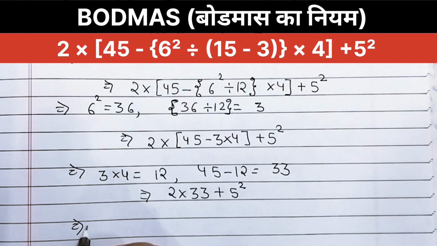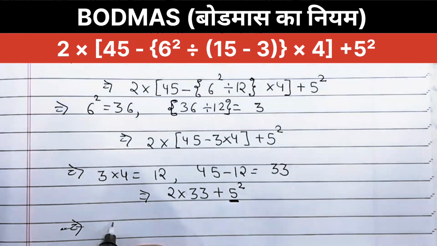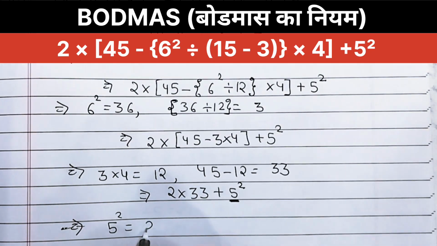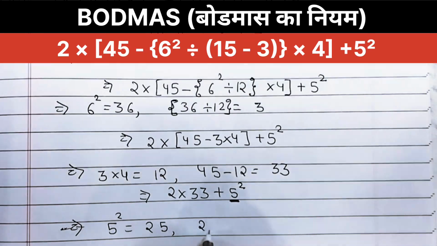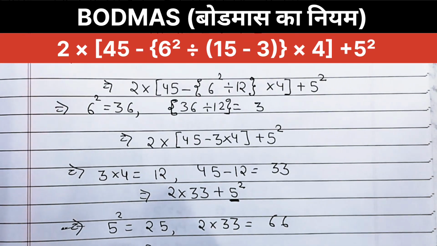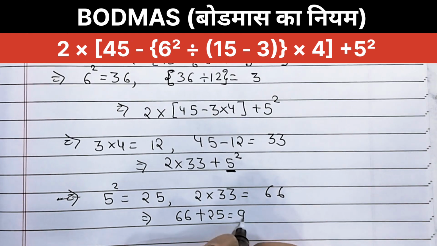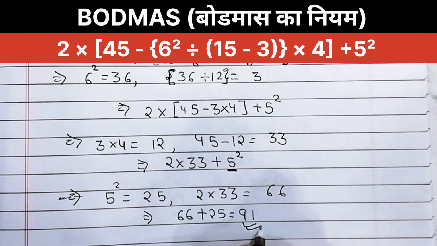So now the fourth step, orders and final operation. Solve first, 5 square equals 25, and after we multiply the digits we'll get 66. Finally we add the values, 66 plus 25 equals 91, and this is the final result.